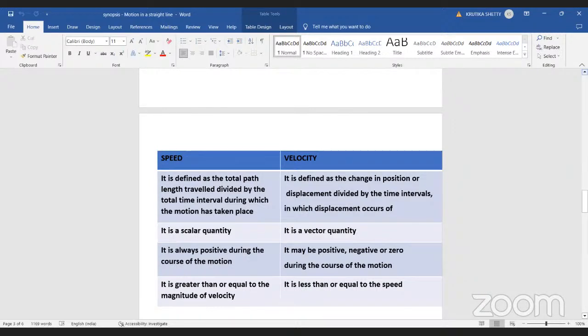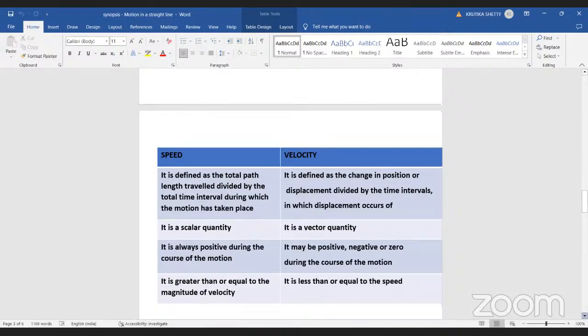What about the velocity? Velocity is the displacement with respect to time. So speed is a scalar quantity, velocity is a vector quantity. Speed is always positive during the course of the motion, and velocity may be positive, negative or zero during the course of motion. Speed and distance we can compare. Both are scalar quantities, both are always positive.